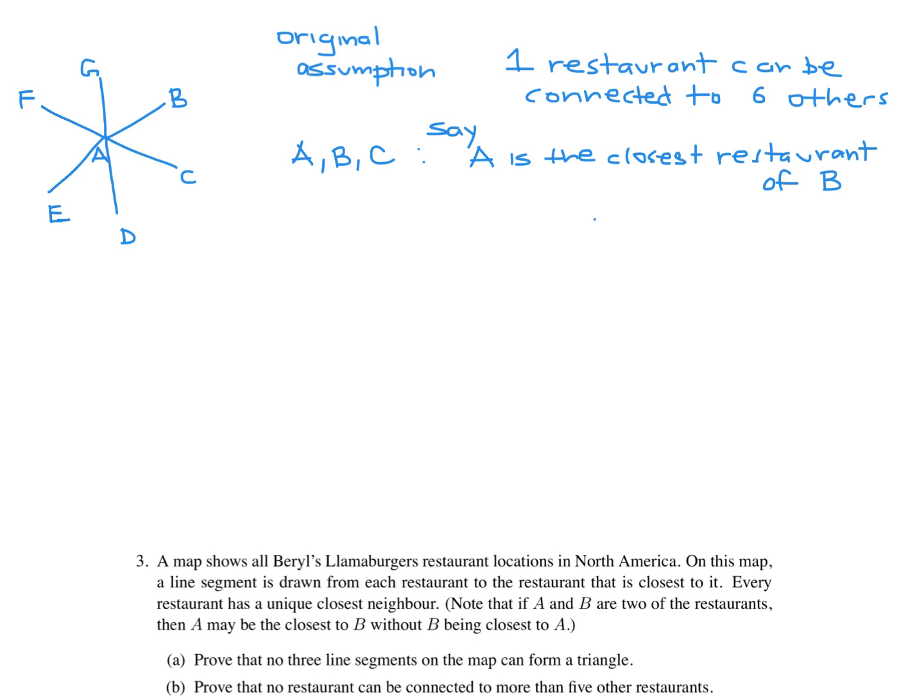That means that the distance from A to B will be less than the distance from B to C if we were to connect B to C, like that. Right? Because A is the closest restaurant of B. So C is not the closest restaurant to B. You see what I mean? That's why we get this. Very similar to what we did before.